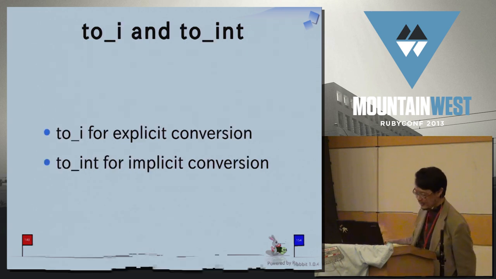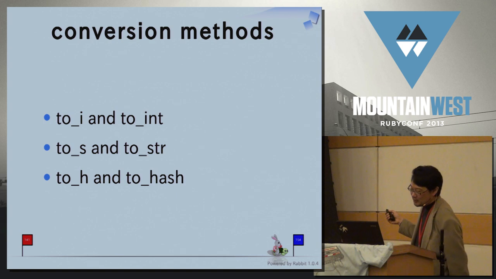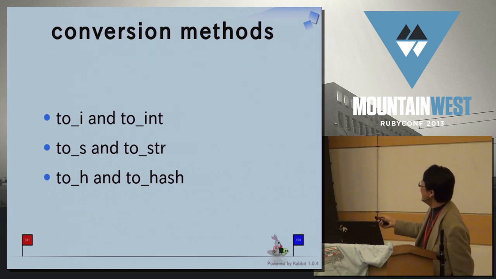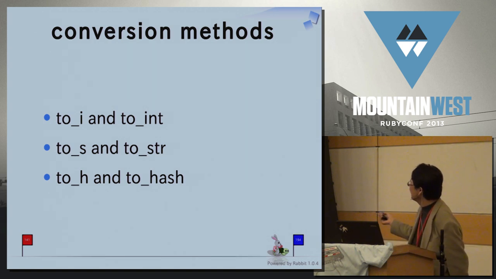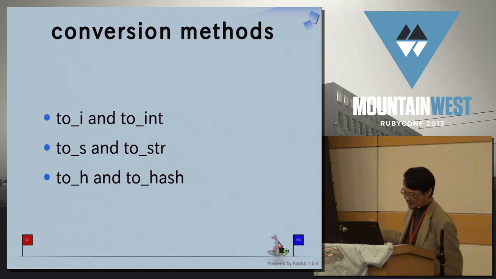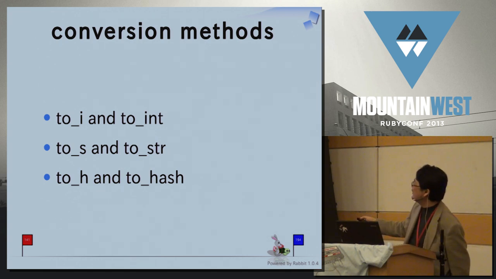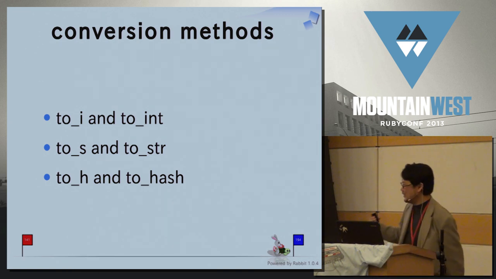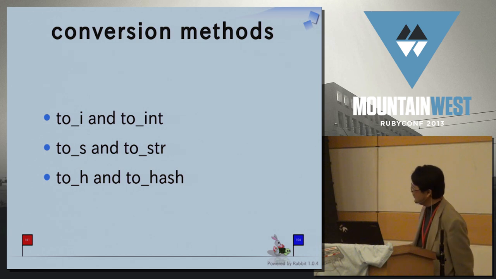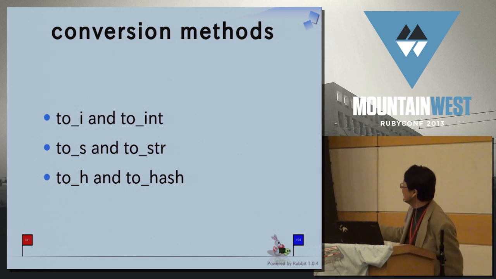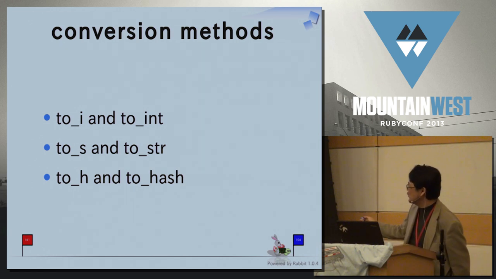We have the conversion methods to_i, to_int, to_s, to_str, to_a, to_ary, and to_h, to_hash. We have this new set of pairs of methods. So to_i converts an object into an integer, and to_int implicitly converts an object into an integer. So to_s and to_str are the same, and to_h and to_hash are the same.